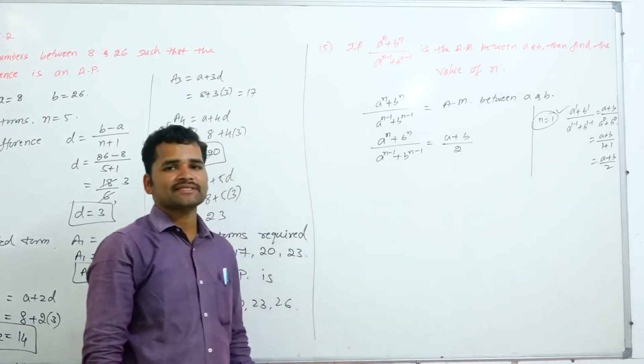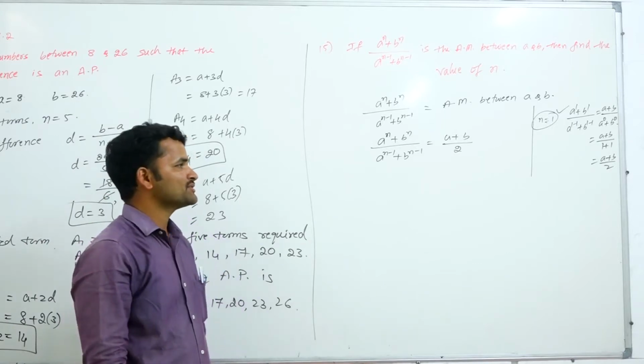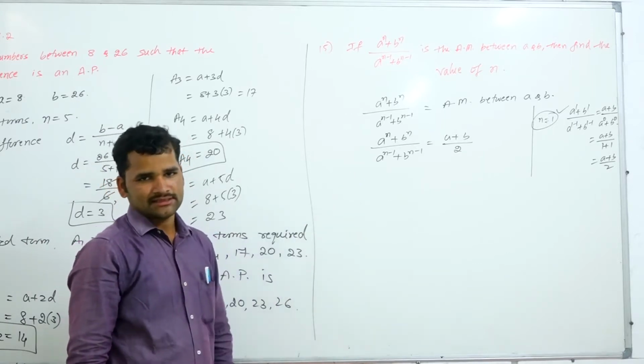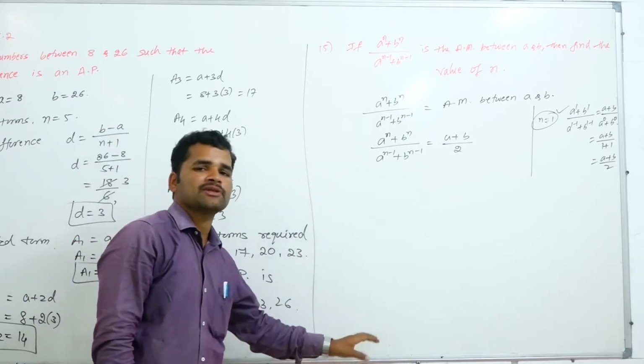But the same question if it is asked for 2 mark and 3 mark, what we should do? We should not go like that. That is trial and error method. It is not possible to go like that. We need to simplify this.